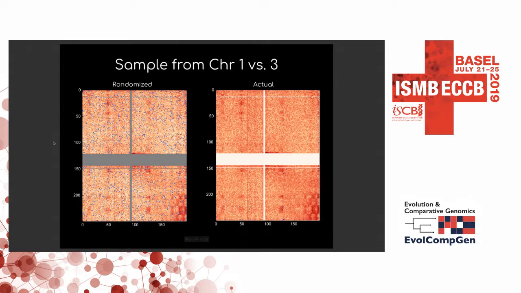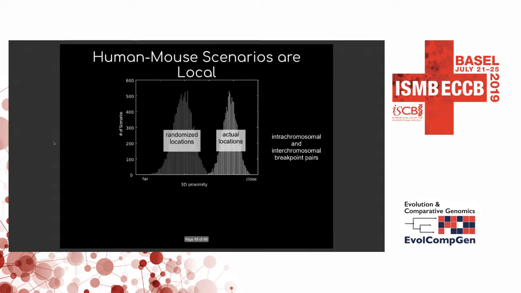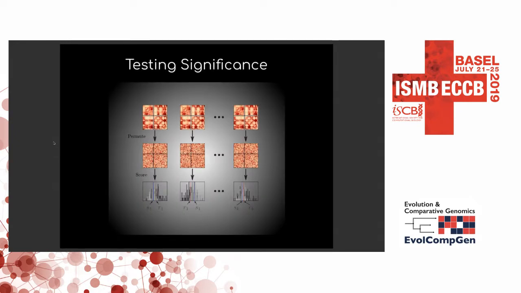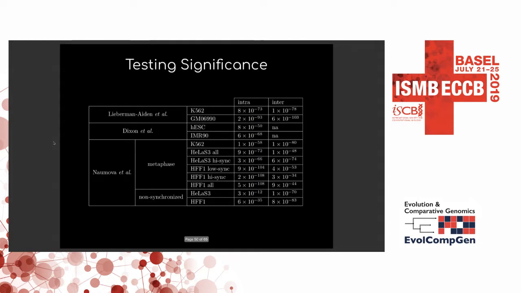And for the interchromosomal maps, we're kind of just randomly sampling locations. And what we see is some version of this for each cell line. So this is for interchromosomal and intrachromosomal pairs. We also permuted the data to make sure that these results were significant, and we always see very significant differences between the randomized scenarios and the non-randomized scenarios.